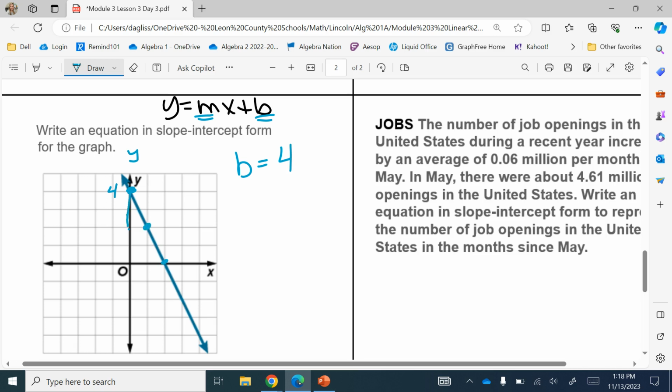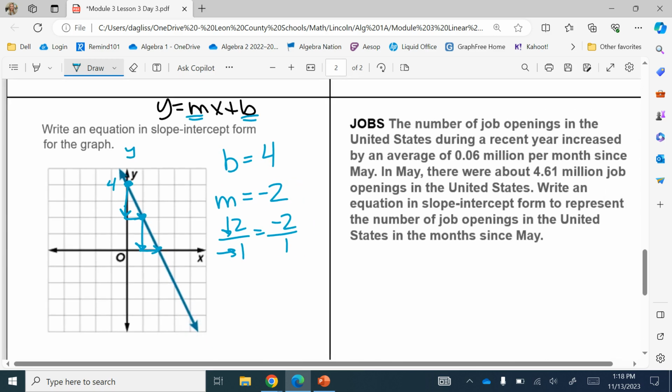Down 2 over 1. Is that happening every time? Yes. So to say down 2 and over 1, negative 2 over 1, which is just negative 2.